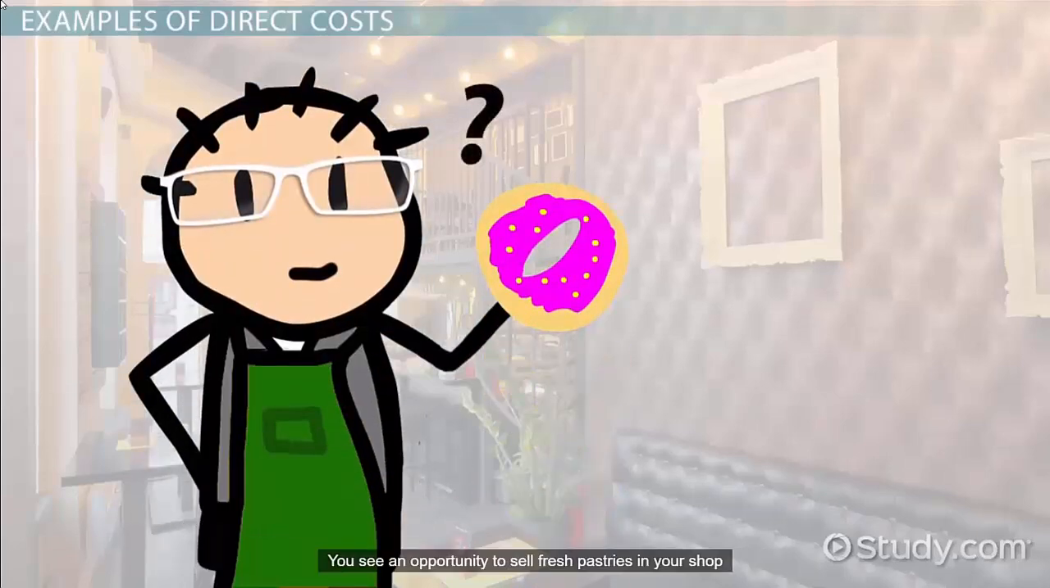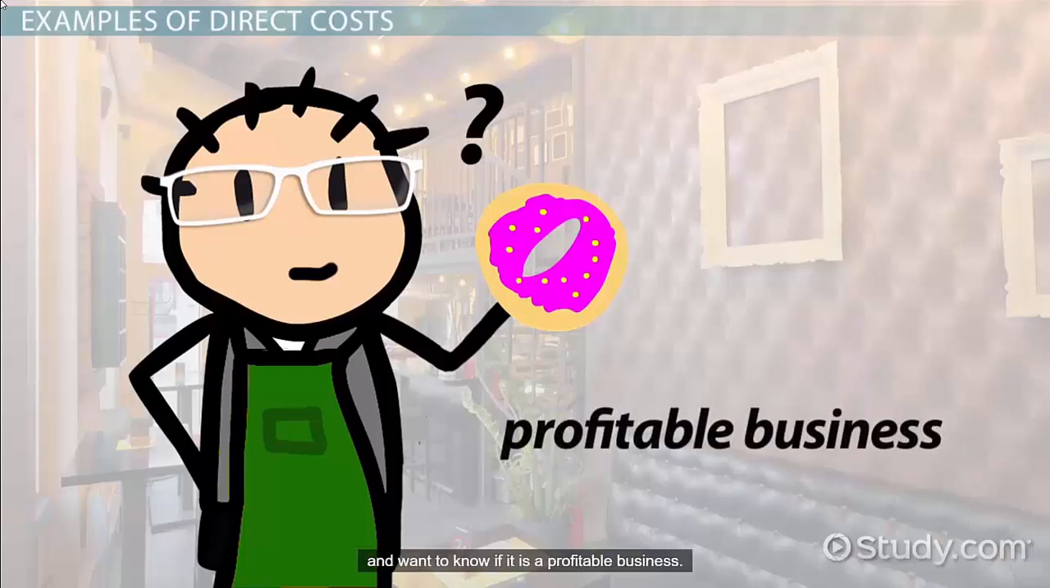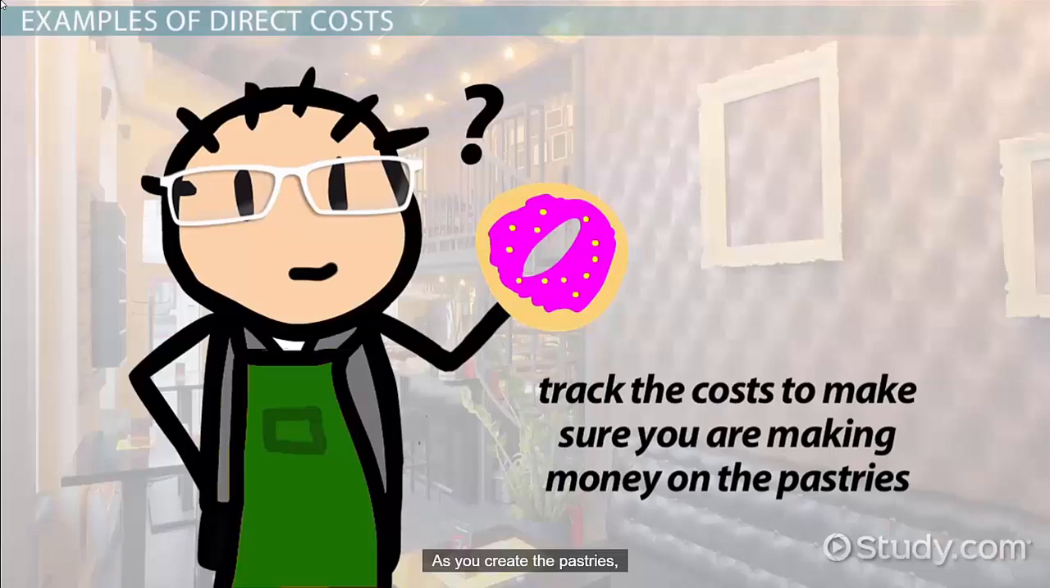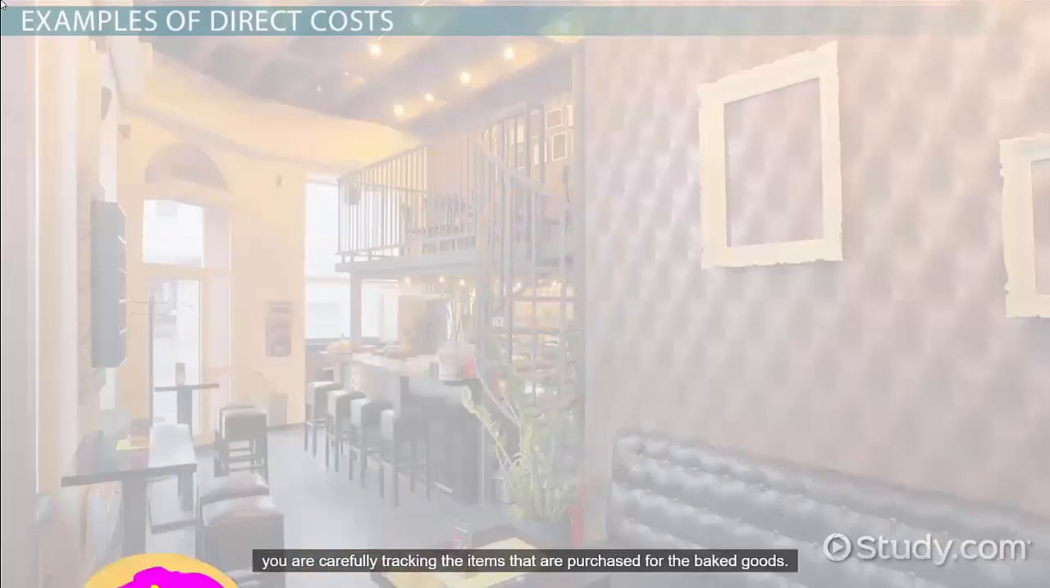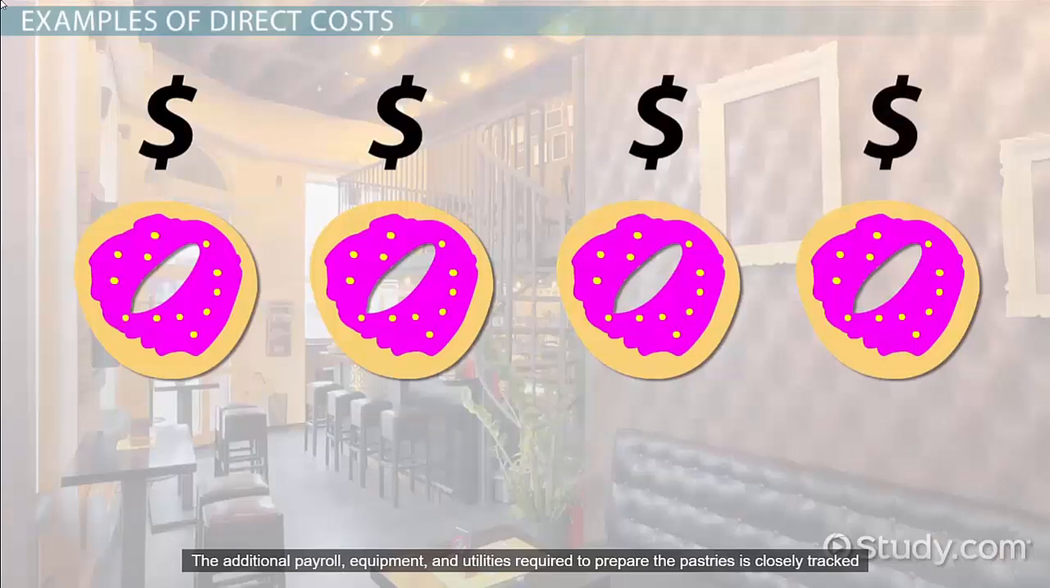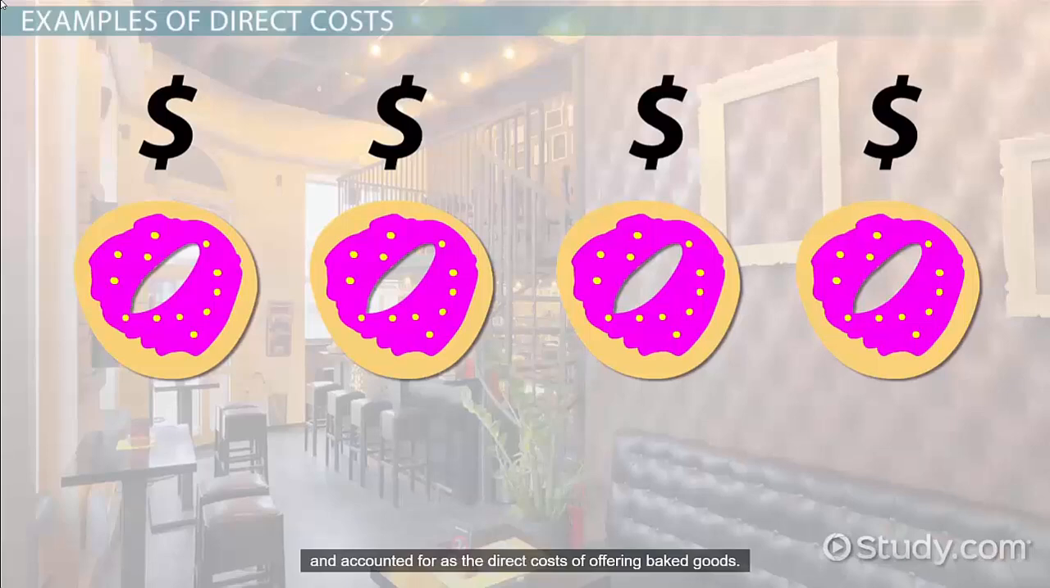You see an opportunity to sell fresh pastries in your shop and want to know if it is a profitable business. It is important to track the cost to make sure you are making money on the pastries. As you create the pastries, you're carefully tracking the items that are purchased for the baked goods. The additional payroll, equipment, and utilities required to prepare the pastries is closely tracked and accounted for as the direct cost of offering baked goods.